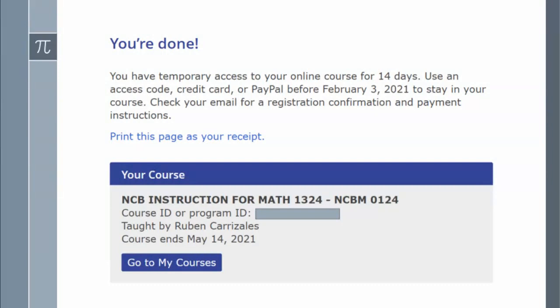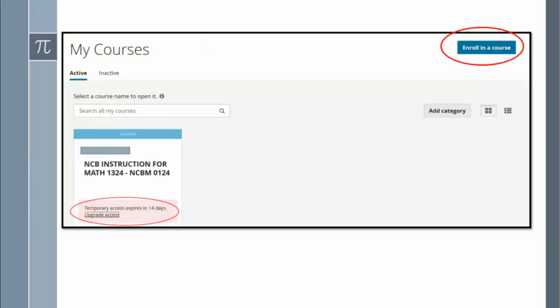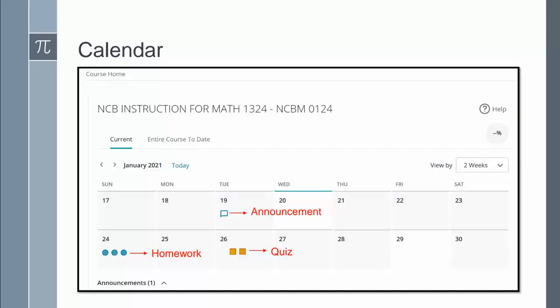Okay, so then when I go to my courses, I'm gonna enroll in the course. Again, your instructor is going to have that information with your ID to have gotten. So this is an example of the calendar that's on there. This will tell you of announcements that are coming up. It also tells you when homeworks are due. The homeworks are in blue circles. Whenever you have quizzes, they'll be in orange boxes. Okay, the announcements are in open white boxes.